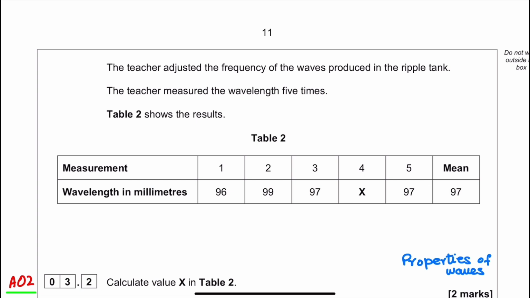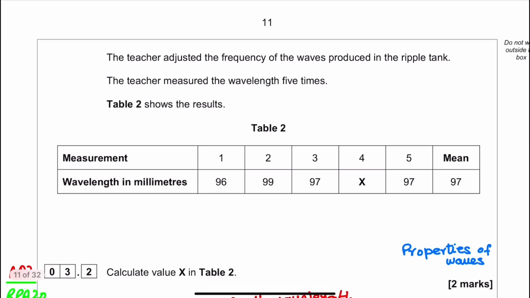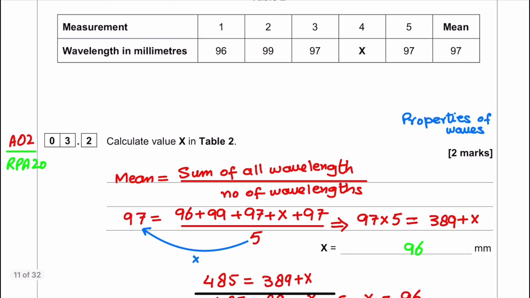3.2 is an AO2 question, and this question is from properties of the waves. Calculate the value of x in the table. So we need to find the value of x. We know that the mean is the sum of all the wavelengths divided by the number of waves. We have 1, 2, 3, 4, and 5 wavelengths, and the number of waves is 5.